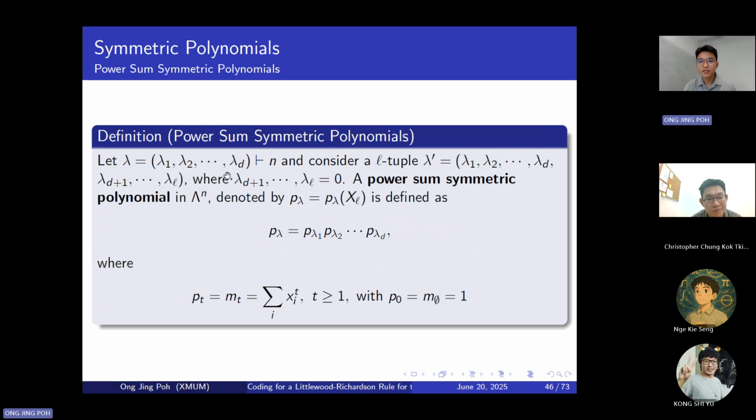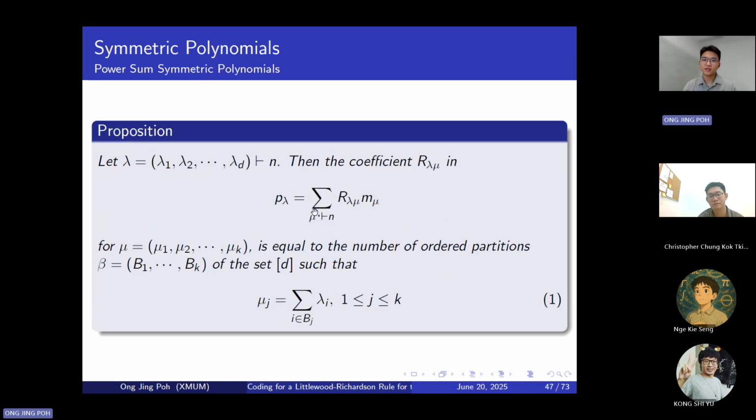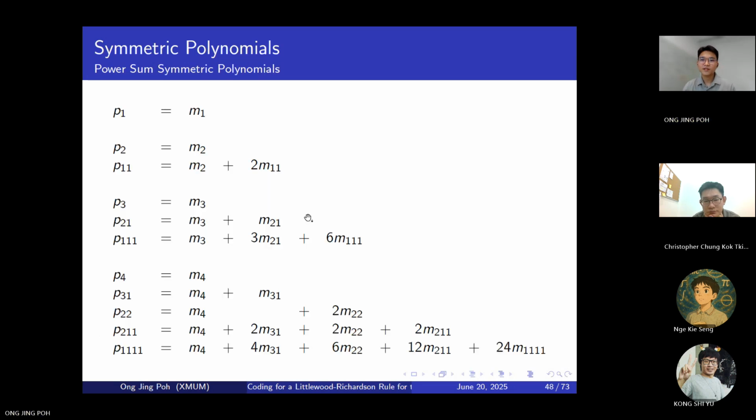Next is the power sum symmetric polynomial. Its definition is shown in this slide. And this proposition is again about the coefficient R lambda mu, which is equal to the number of ordered partitions of the set D that satisfy the equation as shown in the slide. And I'll skip the proof. And here's a short table of the coefficient R lambda mu. Again, we can see there is a lower triangular matrix.